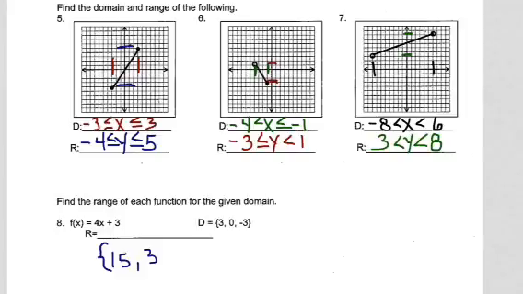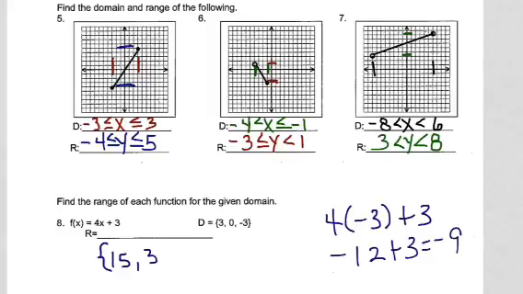The final domain value for number 8 is negative 3, so we have 4 times a negative 3 plus 3. 4 times a negative 3 gives us negative 12 plus 3 equals negative 9. So with the given function, f of x equals 4x plus 3, if the domain is 3, 0, and negative 3, our range would be 15, 3, and negative 9.